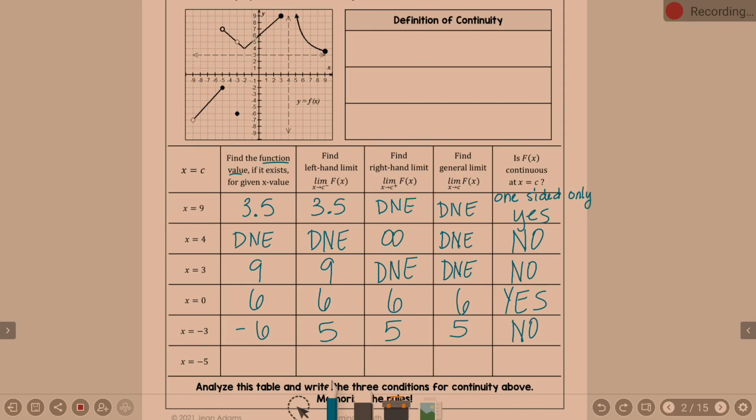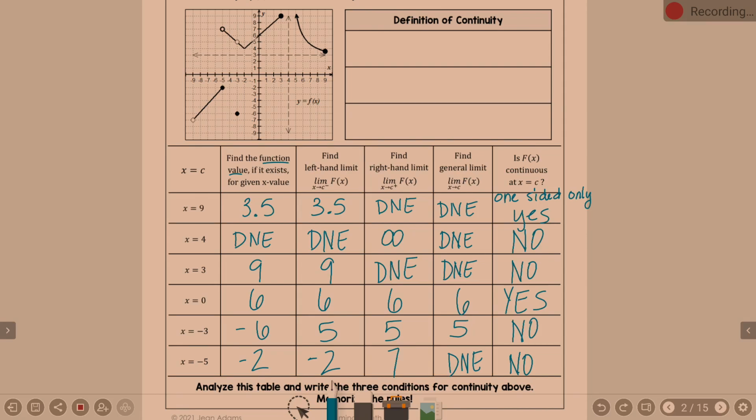And x equals -5. Okay, function value. We need the included point, yes. So -2. Left-hand limit, -2. Right-hand limit, general limit, -2. They don't match, so D and E. Continuous? No. Limit from the left does not equal the limit from the right.